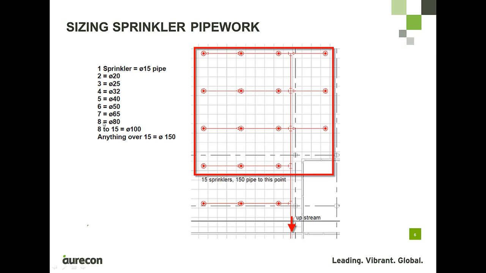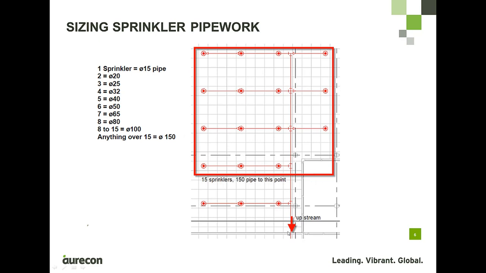If we're feeding 8 sprinklers, we're going to need an 80 millimeter diameter pipe. Then any number of sprinklers from 8 to 15, we're going to need a 100 millimeter diameter pipe. And lastly, if we're feeding anything over 15 sprinklers, we're going to need a 150 millimeter diameter pipe.